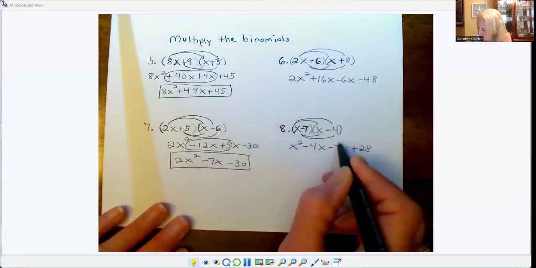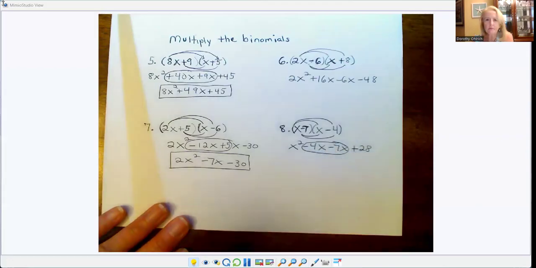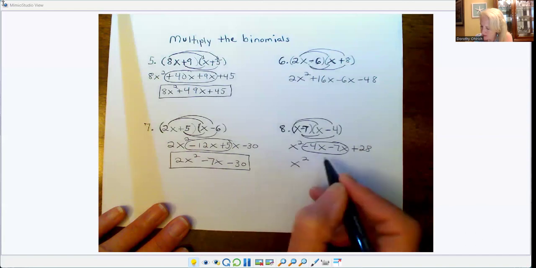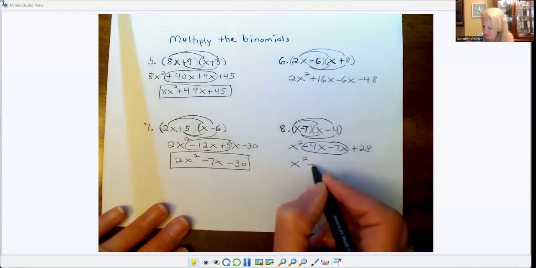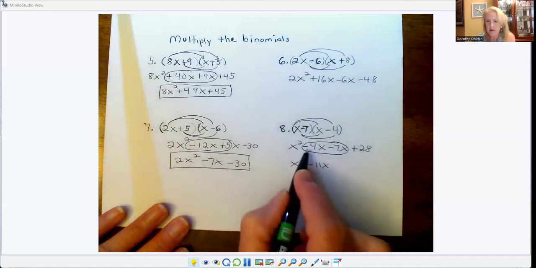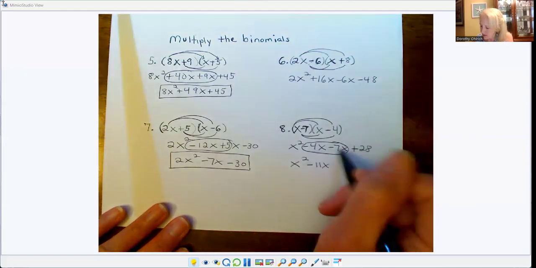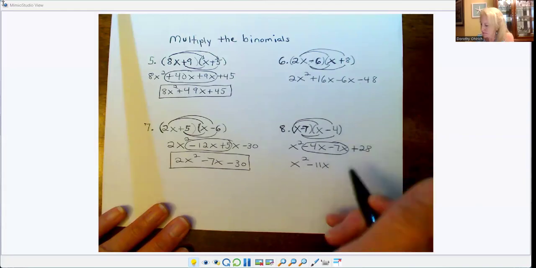I should have circled these just to remind you, but we're combining the middle terms. So we have x squared, negative 4, and negative 7 is negative 11. If I owe 4 and I owe 7, I owe $11. Add them together and keep the sign.